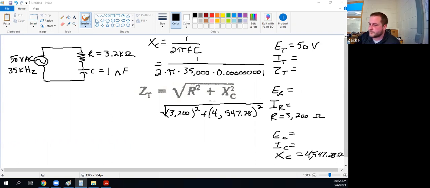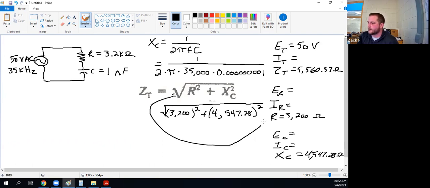I'm getting 5560. Is that what everybody else is getting? 0.37. I just put this into my calculator.